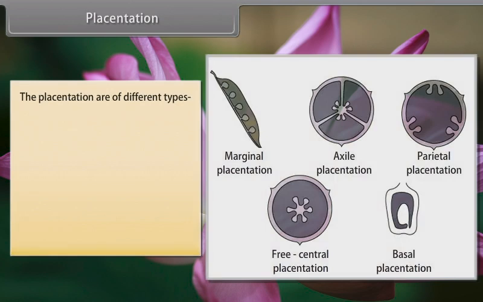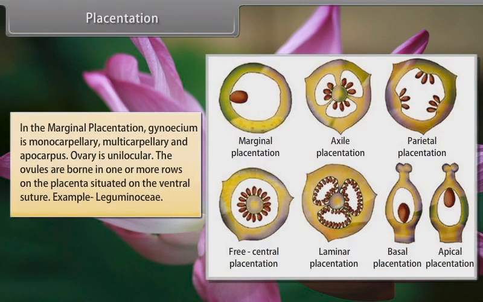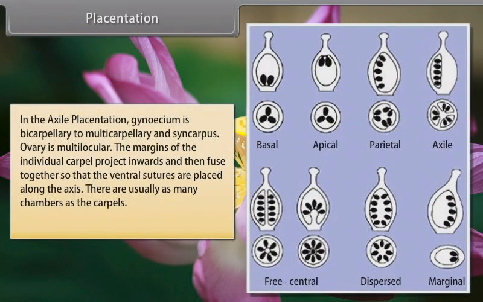The placentation are of different types: marginal, axial, parietal, basal, central, free central, superficial. In the marginal placentation, gynoecium is monocarpellary, multicarpellary, and apocarpous. Ovary is unilocular. The ovules are borne in one or more rows on the placenta situated on the ventral suture. Example: Leguminosae.